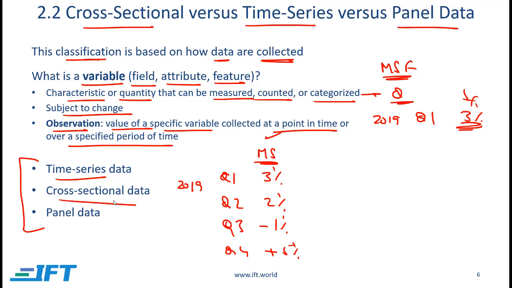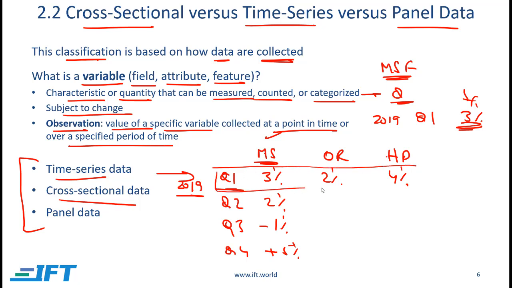Cross-sectional data consists of observations for multiple subjects taken at a specific point in time. So now let's say we are comparing Microsoft, Oracle, and HP. With cross-sectional data, we will take a specific period in time, such as 2019 quarter 1, and then we will look at the returns of 3 different stocks. In this period, let's say Oracle was 2% and HP was 4%. So this would represent cross-sectional data.